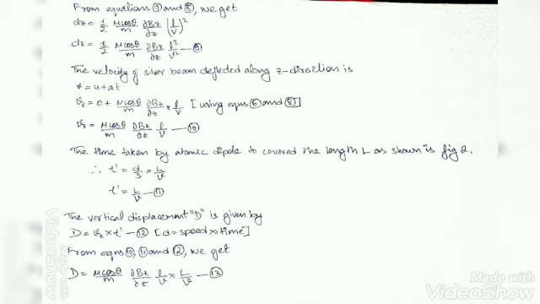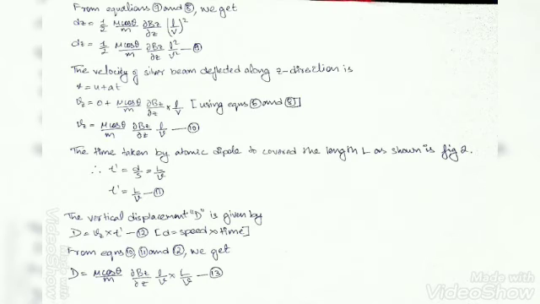Equation 9. The velocity of the silver beam deflected along the z direction is v equals u plus at, or Vz equals 0 plus mu cos theta by m del Bz by del z into L by v, using equations 5 and 8. So Vz equals mu cos theta by m del Bz by del z, L by v. Equation 10. The time taken by the atomic dipole to cover the length capital L is therefore t dash equals d by s, or L by v. Equation 11.